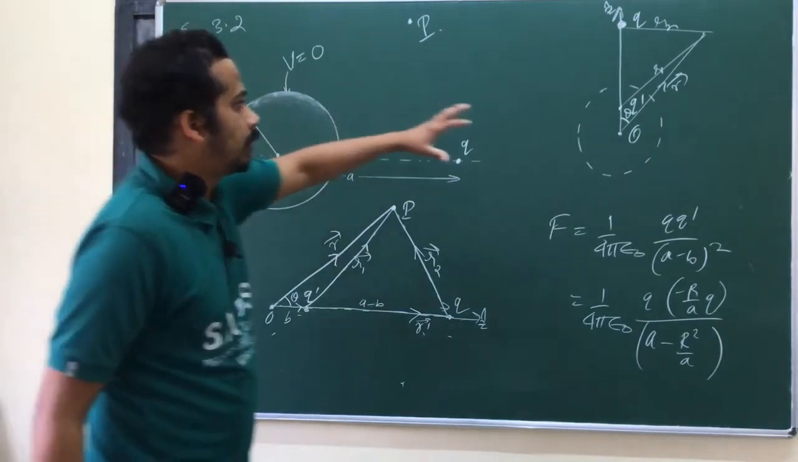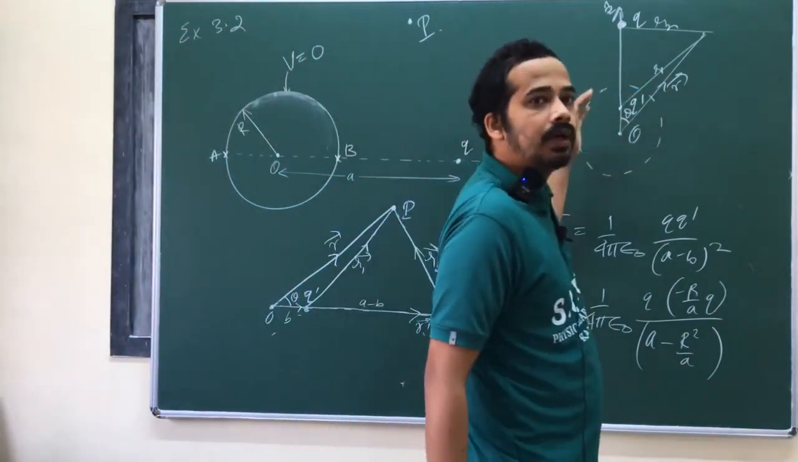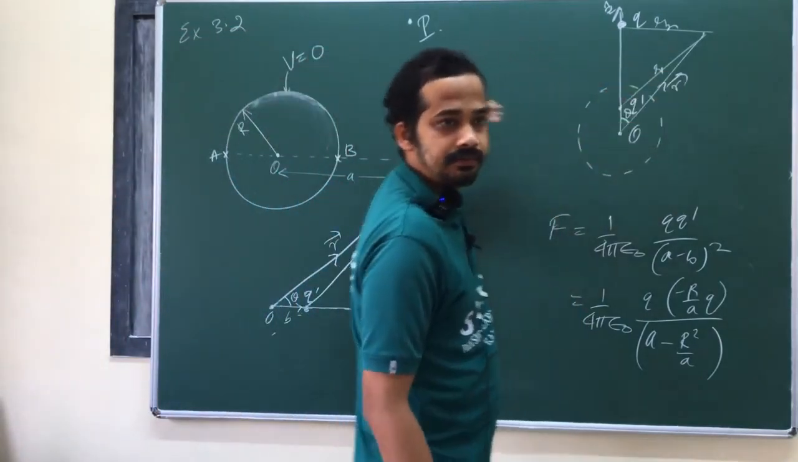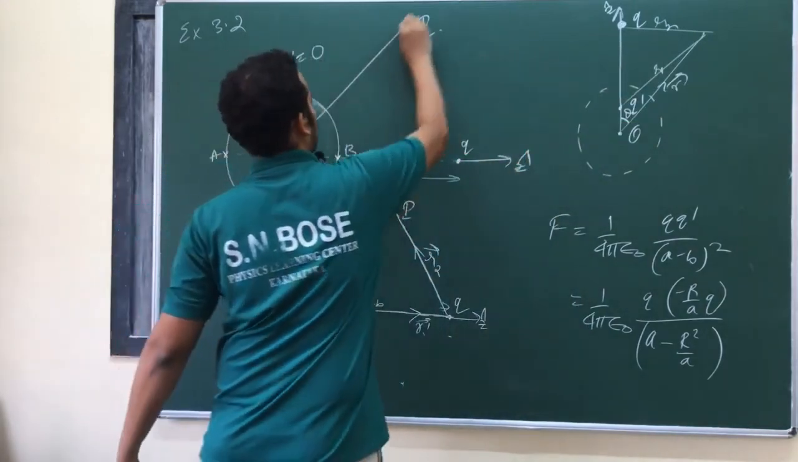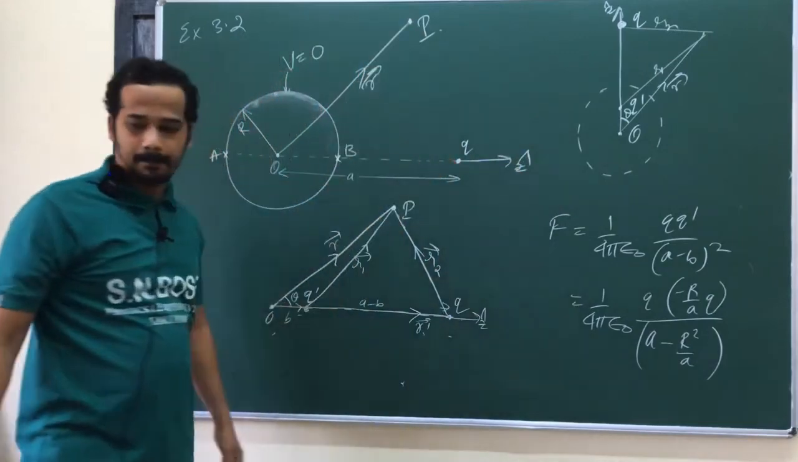Using spherical polar coordinate, he might have asked you to find what is the surface charge density, by taking this one as a z cap.